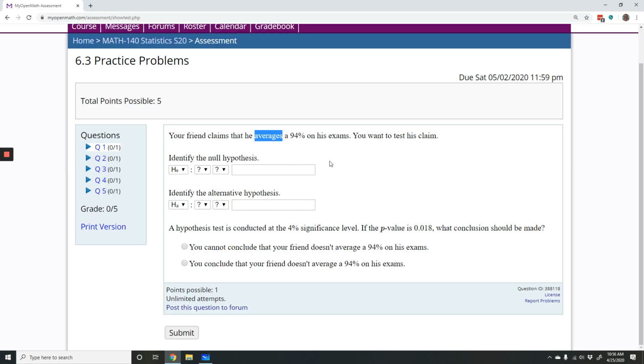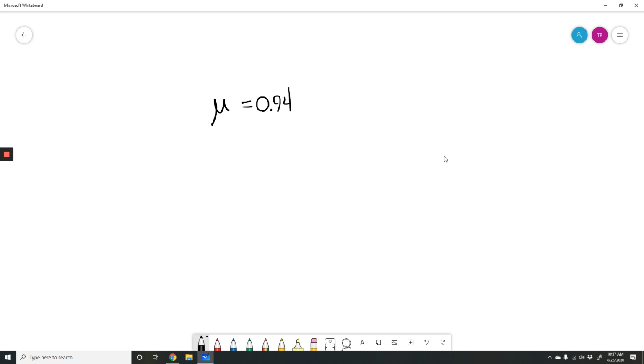Okay? And in this case, we just want to test his claim. We are given no additional information. So the other hypothesis is just the same thing, but with the opposite symbol. And the opposite of equals is not equals. So these are going to be our hypotheses. And since this one has an equals in the expression, this is our null hypothesis. And since this one has a not equals, which means it doesn't have an equals in the expression, this is our alternative hypothesis.